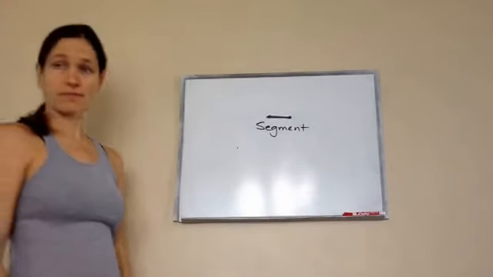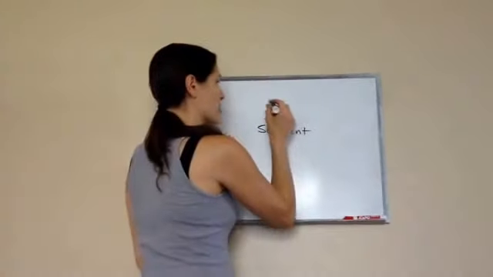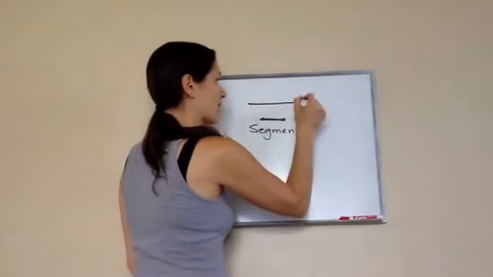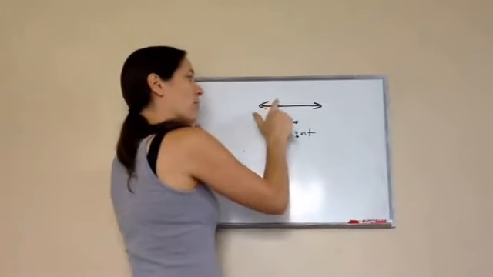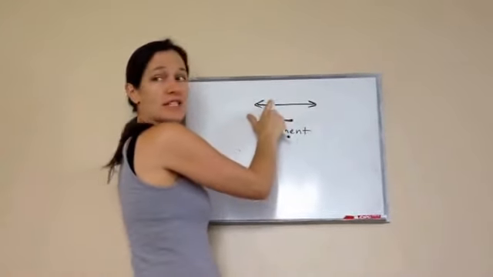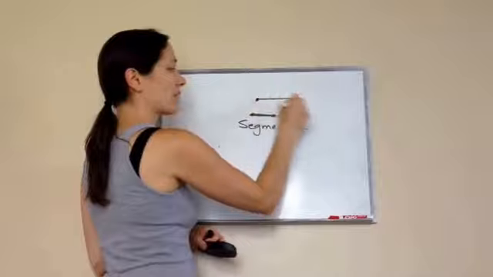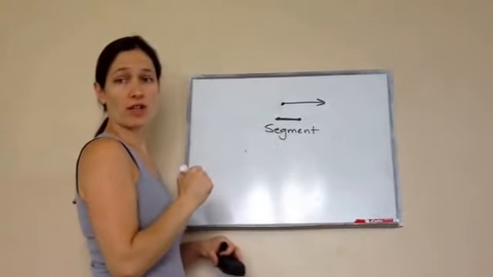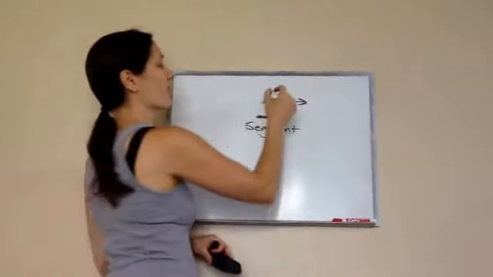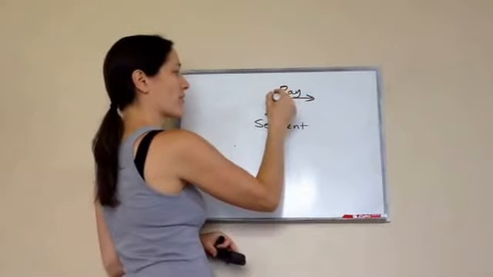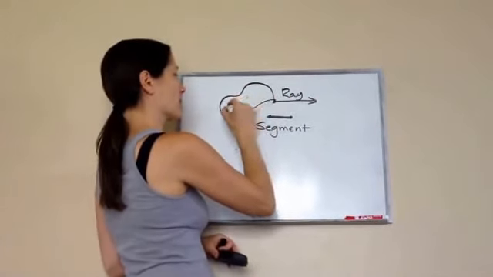Got it? Okay. And then there's something called, let's say I had my line back up here, but I wanted it to have an ending point on this side. Do you see this? I want it to have an ending point over here, but I want it to keep going on this side. Do you know what that's called? Ray. Very good.